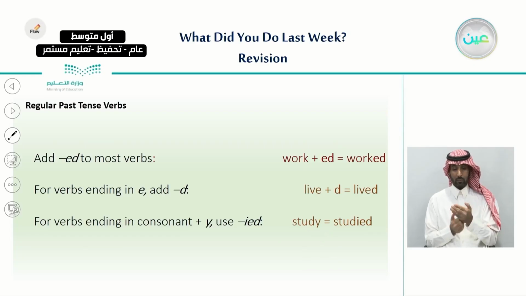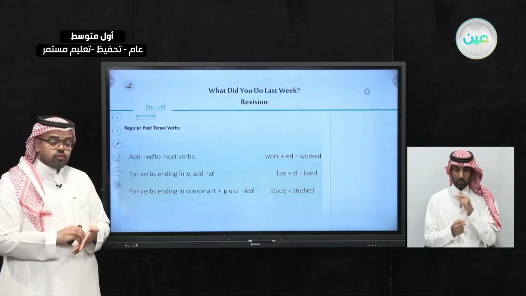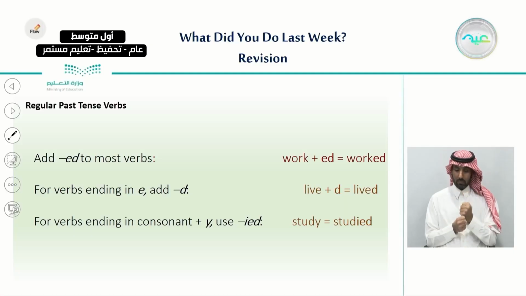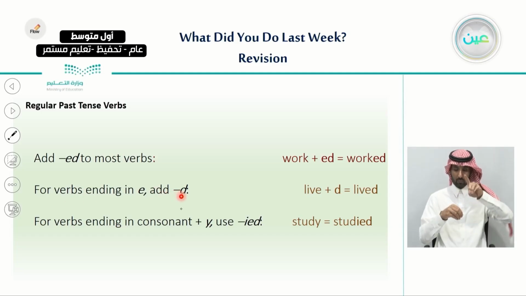And we have also talked about the regular past tense forms. I said that for the regular past tense form, we add ed to most of the verbs. So for example, work: we added to it ed and it became worked. Also for the verbs that end in e, we add only d. So here we don't have to write another e. For example, live ends with e, so here we add d, and it will be lived.